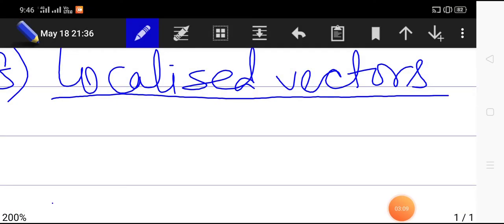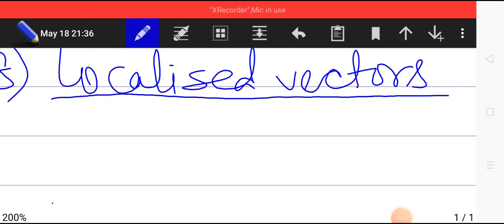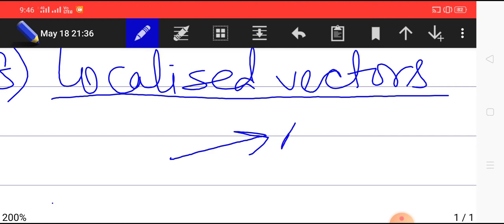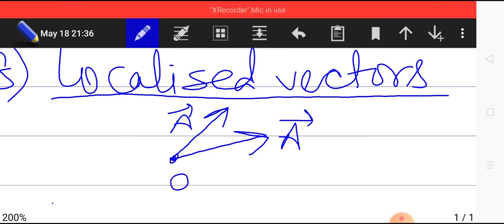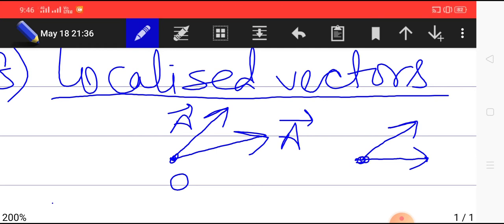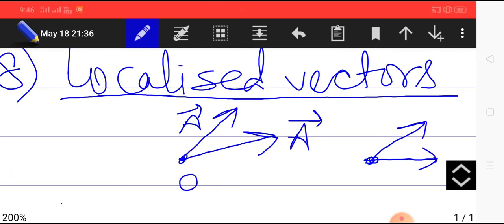The vectors whose initial point is fixed, for example, consider this vector A, which is free to move or rotate, but it cannot change its initial point, then it is known as a localized vector. So a localized vector is a vector which can rotate about its initial point, but its initial point is fixed or localized. Such a type of vector is known as a localized vector.